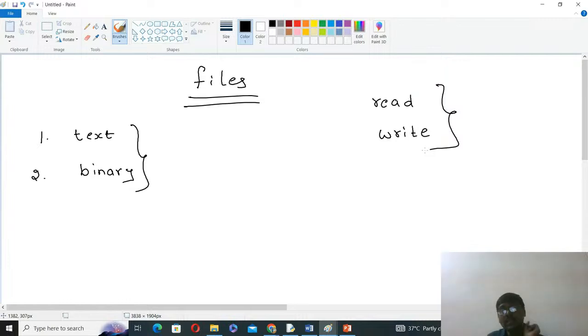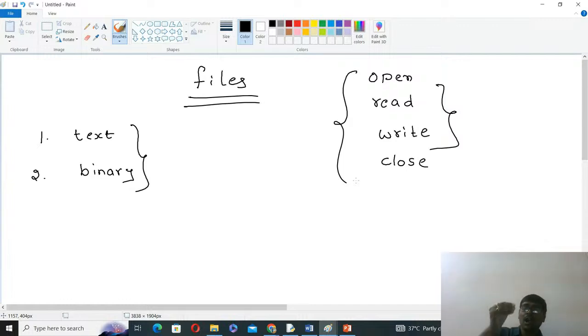Now what is the first step? If you follow the order, what is the first step? Before reading or before writing, the first step is you need to open the file. Yes or no? You need to open the file. After opening only, you are doing the read and write operation. Once your operation is completed, what you are doing? Closing the file. Okay, now in the first part we discussed how to open a file, how we perform read and write operations, and finally the way of closing the file. Clear?